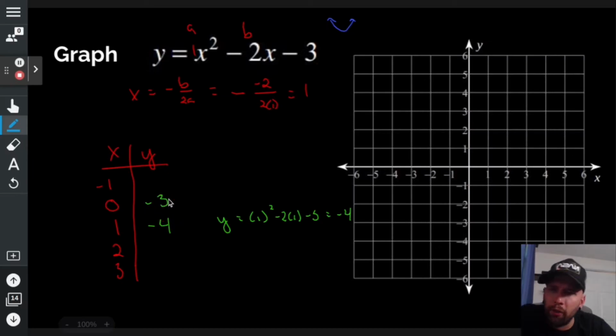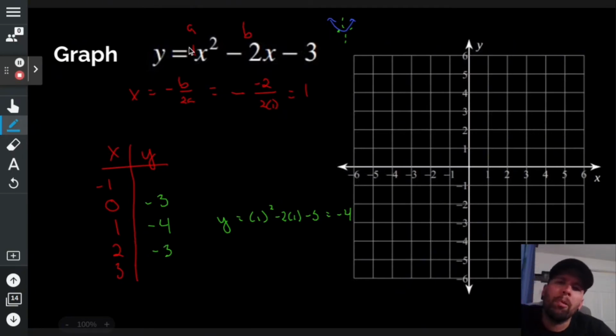Now, here's the fun part about parabolas. They're symmetrical. So whatever you get over here, you're going to get the same exact thing over here. In other words, if I were to plug in 2, let me see, 4 minus 4 minus 3. Oh, it's -3 again. So at this point, you should be thinking to yourself, well, if I plug in 3, it's going to give me a number, and -1 is going to be the same thing.